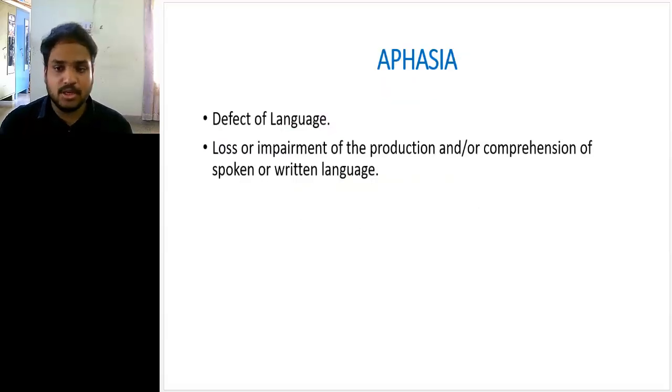Now we will come to a very important topic, that is aphasia, right? So what is aphasia? Aphasia is a defect of the language function. There is loss or impairment of production and/or comprehension of both spoken or written language, and it includes both verbal as well as non-verbal communication also, right?